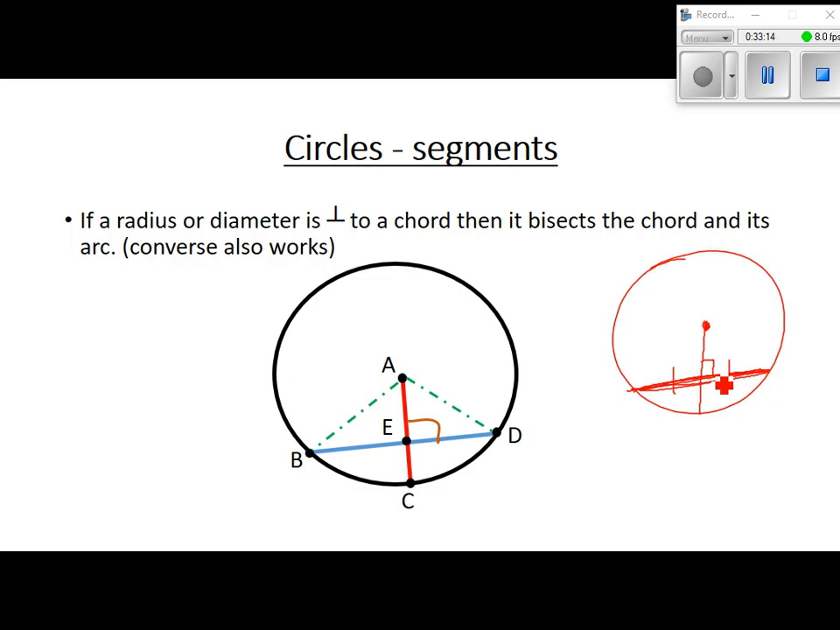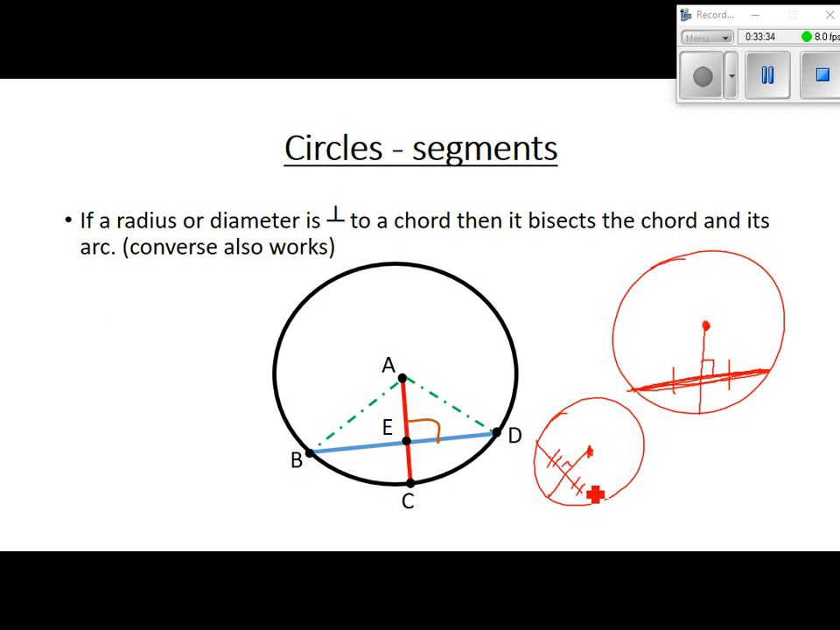The other thing, and probably the thing that maybe is a little more important out in the real world, if I have a chord and it's here, and I draw a radius going through that chord that forms a right angle, guess what it does to that chord every single time? It bisects.